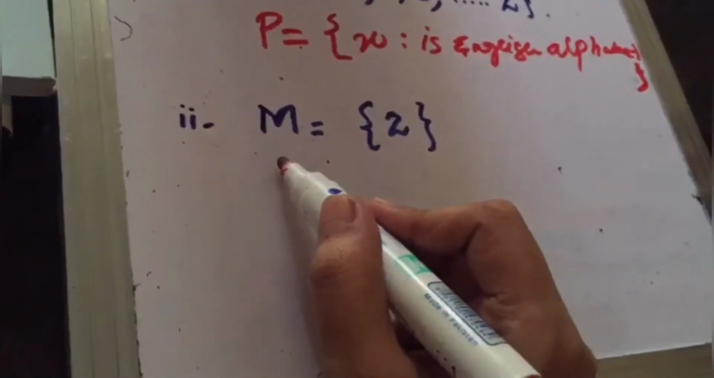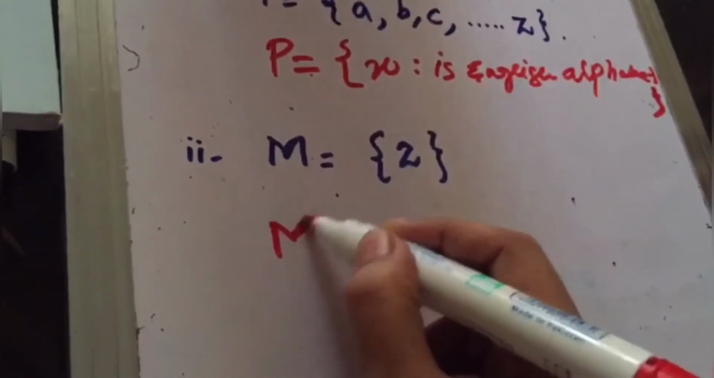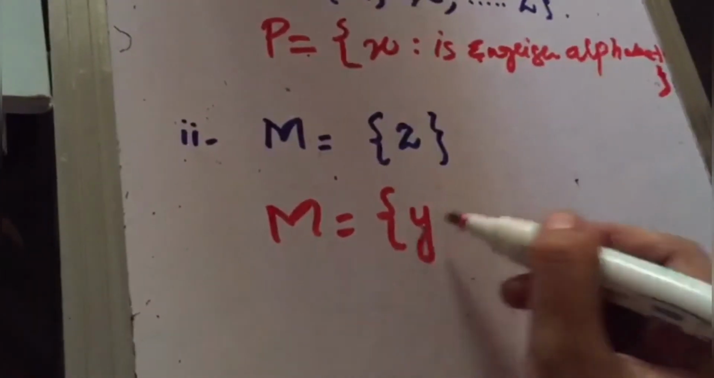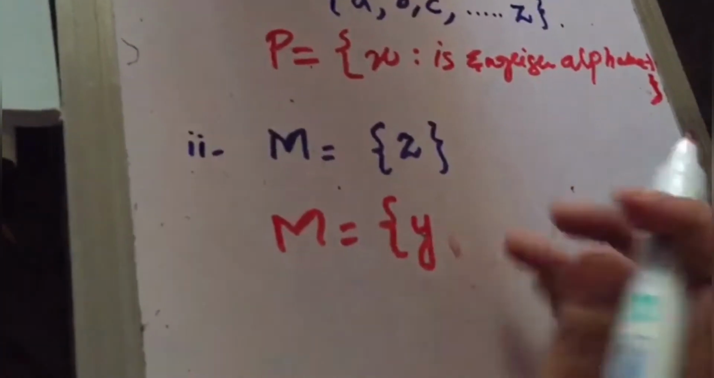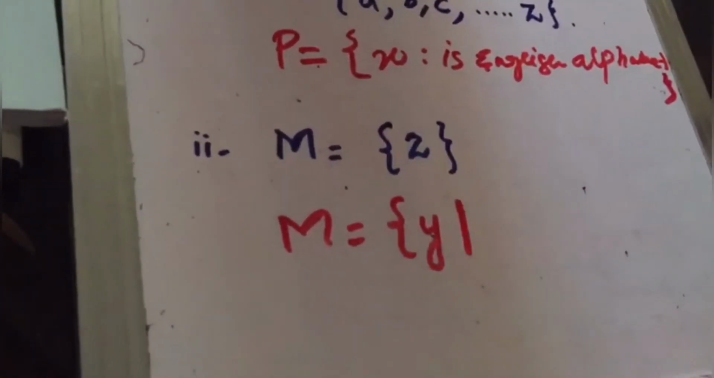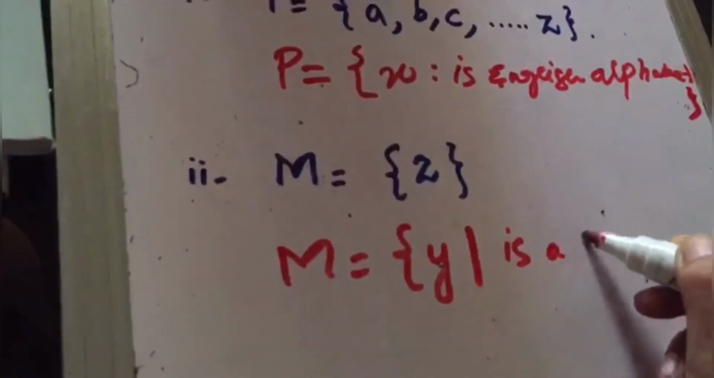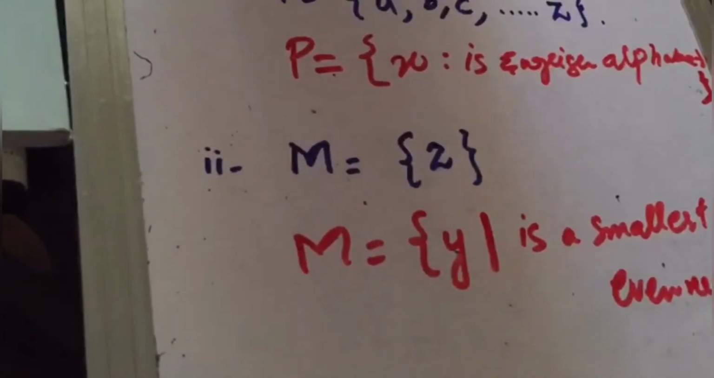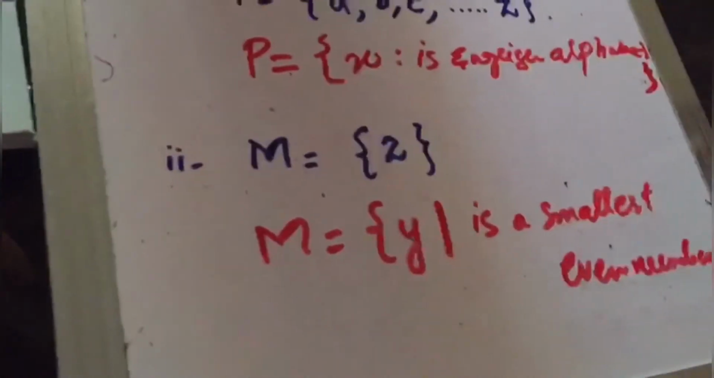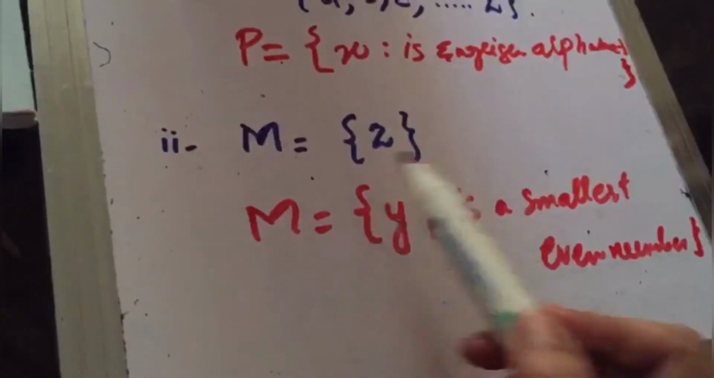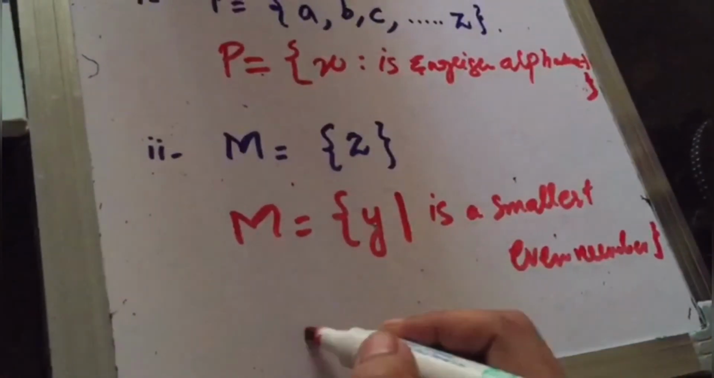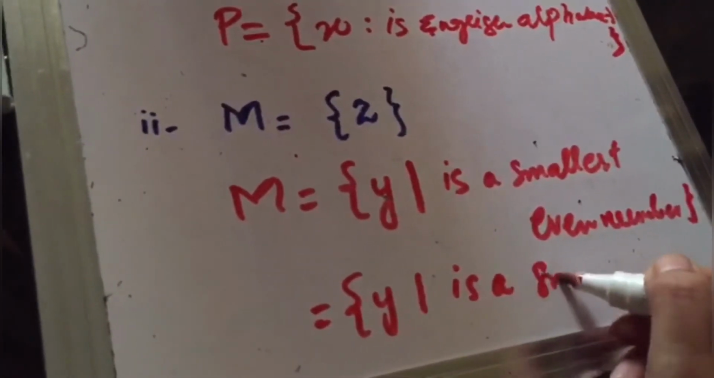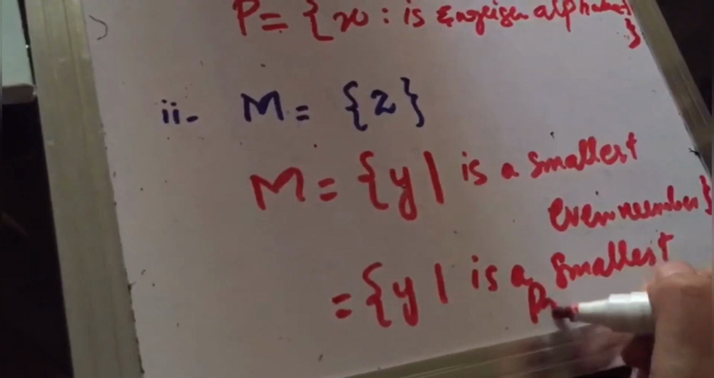Now the second is M is equals to 2. M is equals to, open curly bracket. Here I am taking the name of box Y. Y such that, or I can also use this symbol. Y such that Y is smallest even number. Close the curly bracket. What is the description of this 2? It could be a smallest even number, or you can also say that y such that y is a smallest prime number.